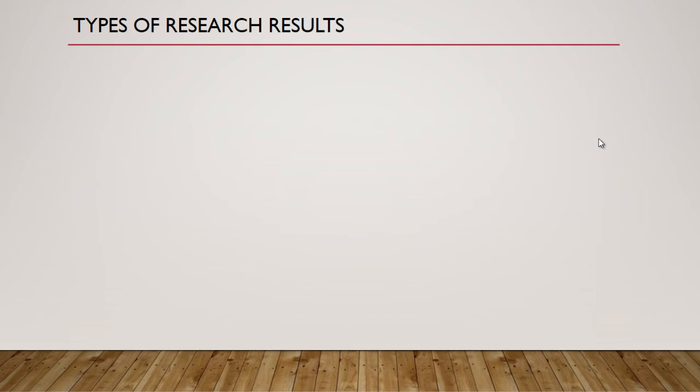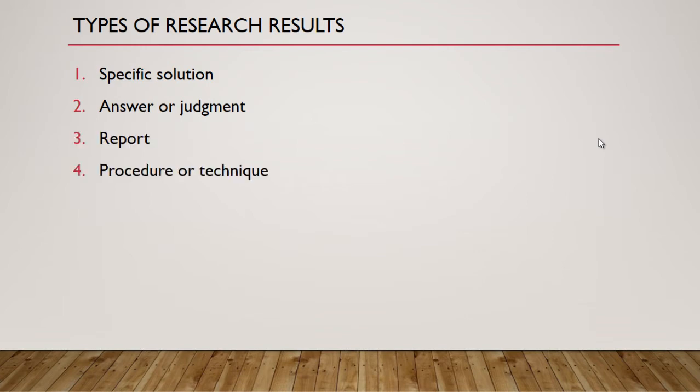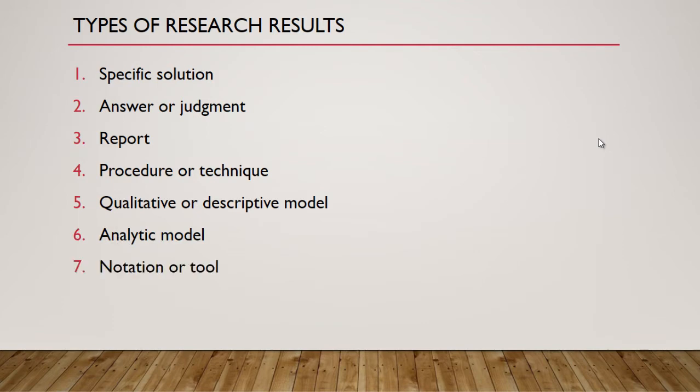Results are something that you use to answer the question. Similarly to how there are different types of questions, there are different types of research results. For example, one is what we call a specific solution. Number two, answer or judgment. The answer is part of the result. Number three, report. Number four, procedure or technique. Number five, qualitative or descriptive model. Number six, analytic model. Number seven, notation or tool.